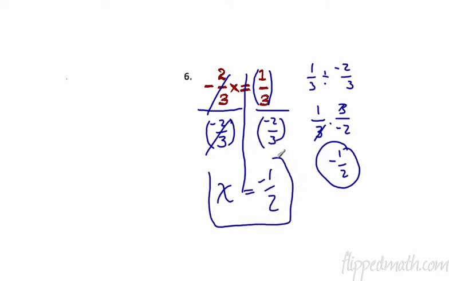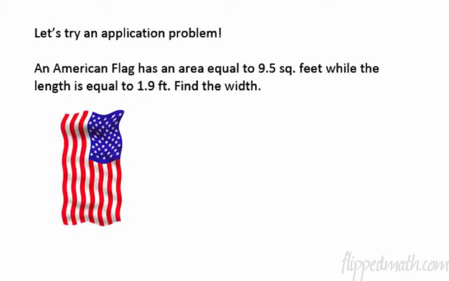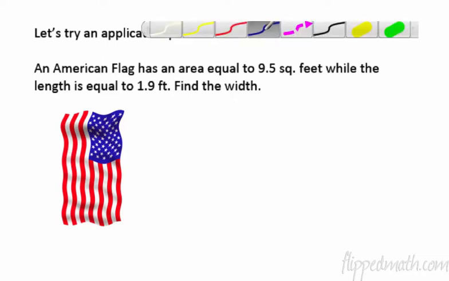Hey, that's the first lesson. All right, application problem time. Let's do the application problem. We'll be all done. An American flag has an area equal to 9.5 square feet, while the length is equal to 1.9 feet. Find the width.